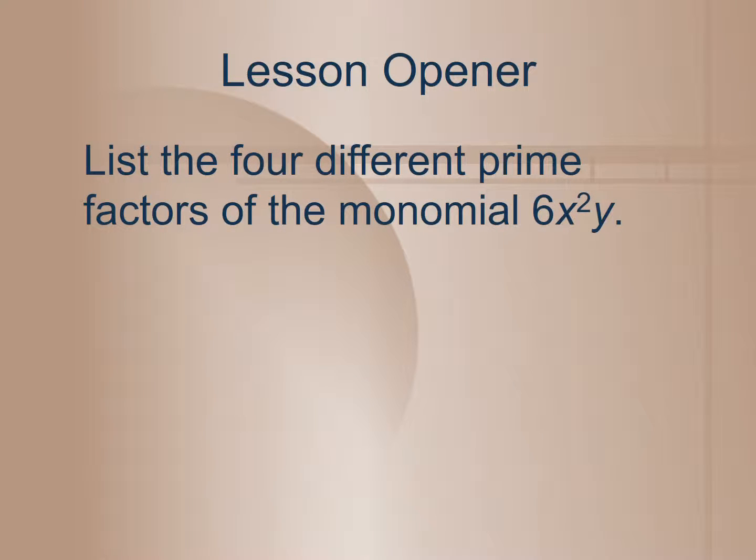Let's list the 4 different prime factors of the monomial 6x squared y. So there's 4 different factors. First of all, 6 breaks down into 2 and 3, and then there's the x, and then there is the y. So these are the factors of 6x squared y.